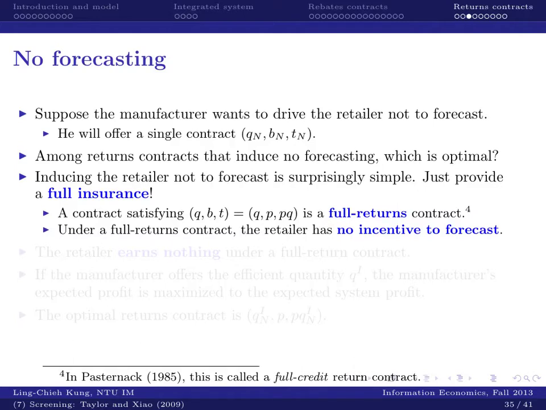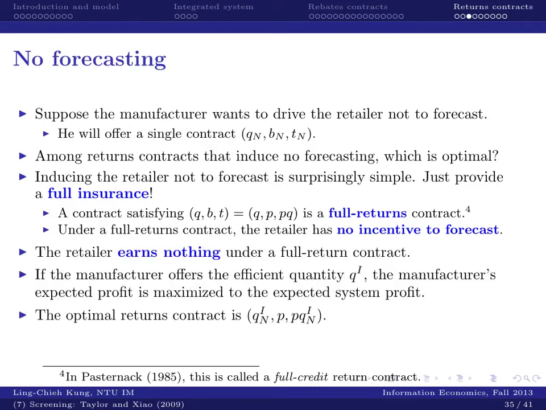So for returns, to induce no forecasting, we know the retailer earns nothing, so the manufacturer will offer the efficient quantity QI. The reason is that by doing so, the system expected profit will be maximized, and all of it will go to the manufacturer's pocket, right? The manufacturer used this to find the system optimal quantity and to find the system profit, and then uses this full return contract to get everything. That's definitely optimal with no forecasting.